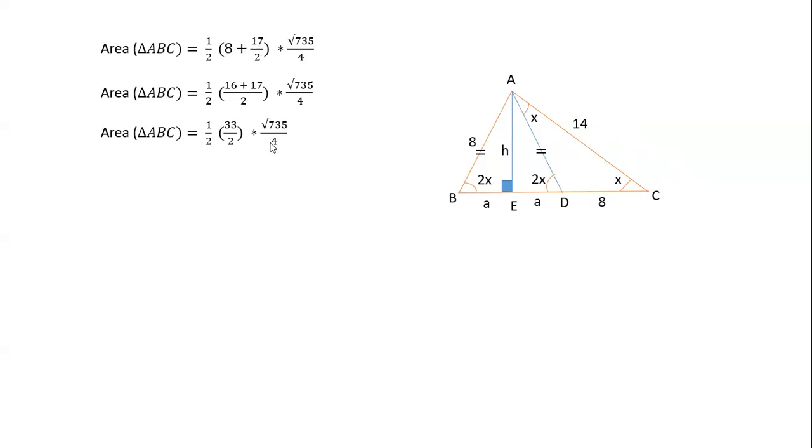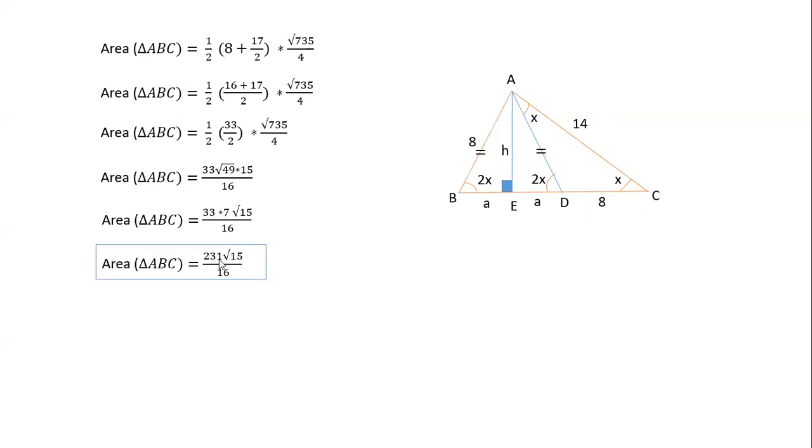So 2 4s are 8, 8 2s are 16. It will be 33 and 735 can be written as 49 into 15, upon 16. Now 49 is a perfect square, so the square root of 49 is 7. So it will be 33 into 7 root 15. 33 into 7 is 231 root 15 upon 16. This is the area of the triangle ABC.